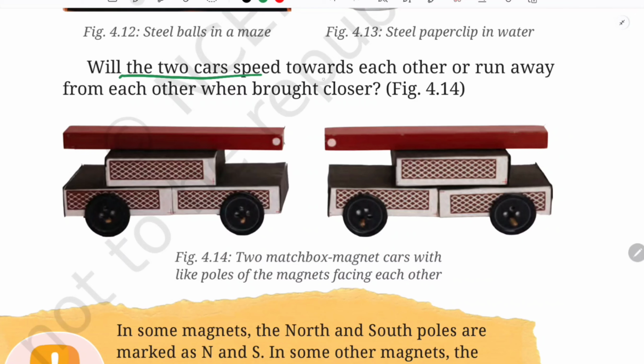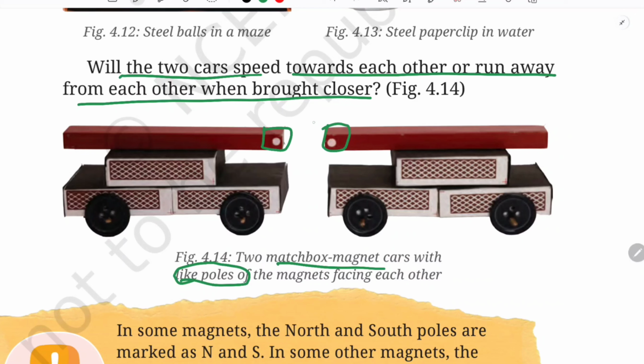And one more thing here. Will the two cars speed towards each other or run away from each other when brought closer? Here we have two cars made up of two matchboxes, and we have a magnet placed in each, with like poles facing. This is the north pole. Sometimes in some magnets you will find that the north pole is indicated by a white dot. So, this is the north pole, this is the north pole, and this is the south pole. What will happen in this case?